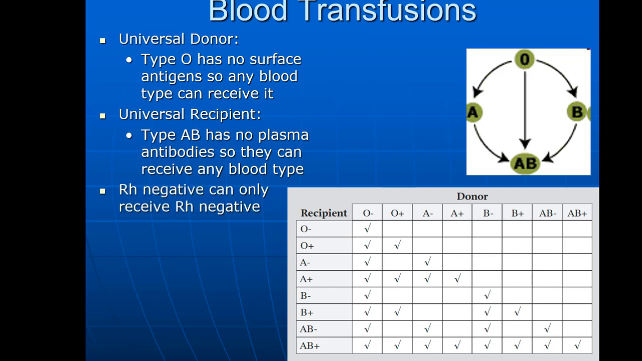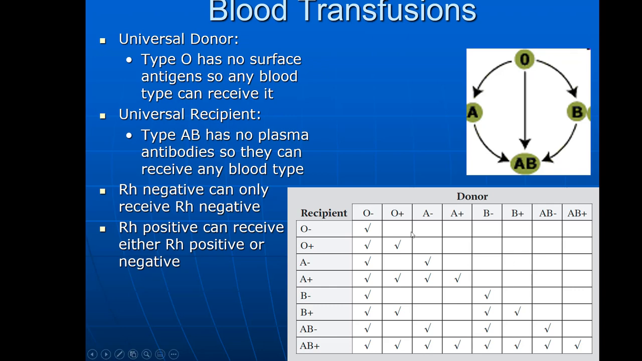And then if we want to be more specific, Rh negative can only receive Rh negative blood, whereas Rh positive can receive either positive or negative. And it has to do with the lack of the antibodies in the blood. And here's a more specific chart down here, but for the most part, if you kind of know this up here, you should be good.